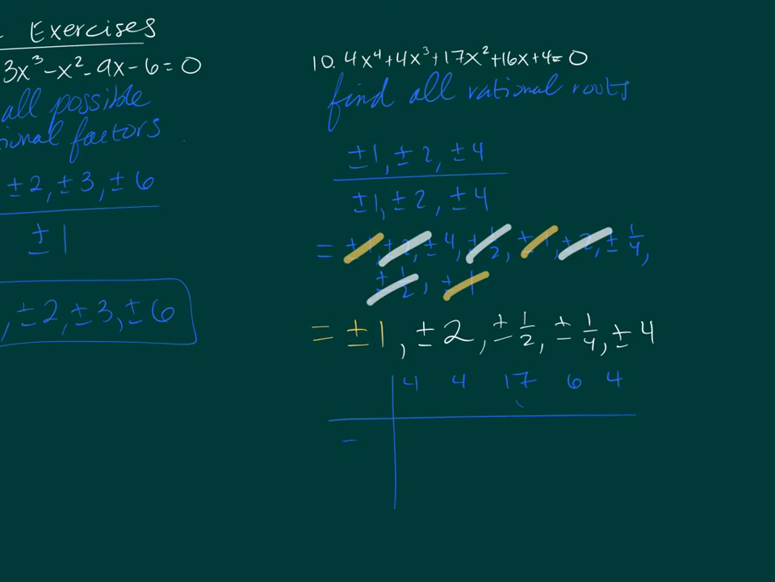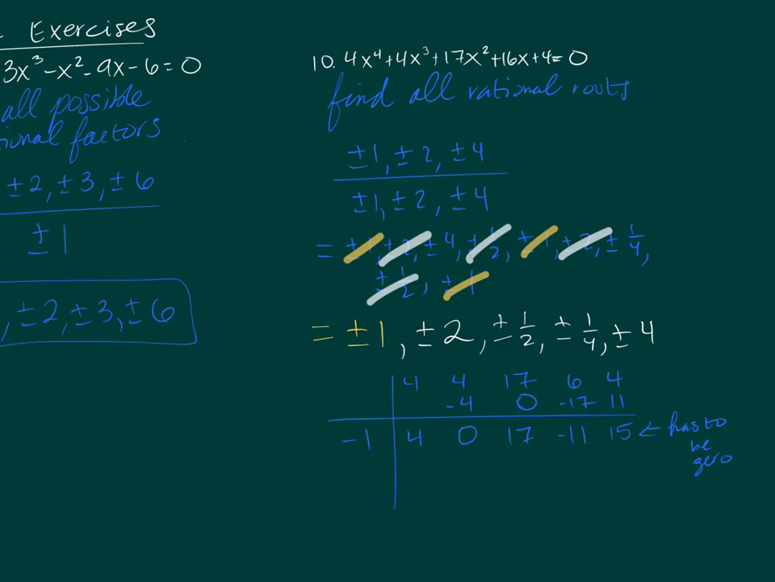So, -1. We bring down the 4. -1 times 4 is -4. 4 minus 4 is 0. -1 times 0 is 0. 17 plus 0 is 17. -1 times 17 is -17. 6 minus 17 is -11. -1 times -11 is +11. That's 15. In order for this to be a root, the remainder has to be 0. We reviewed that yesterday, okay? So -1 is not a factor.